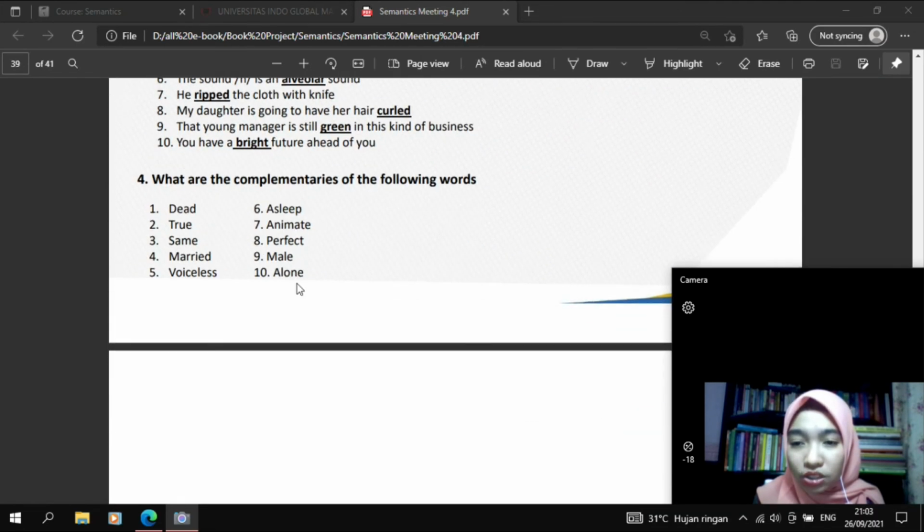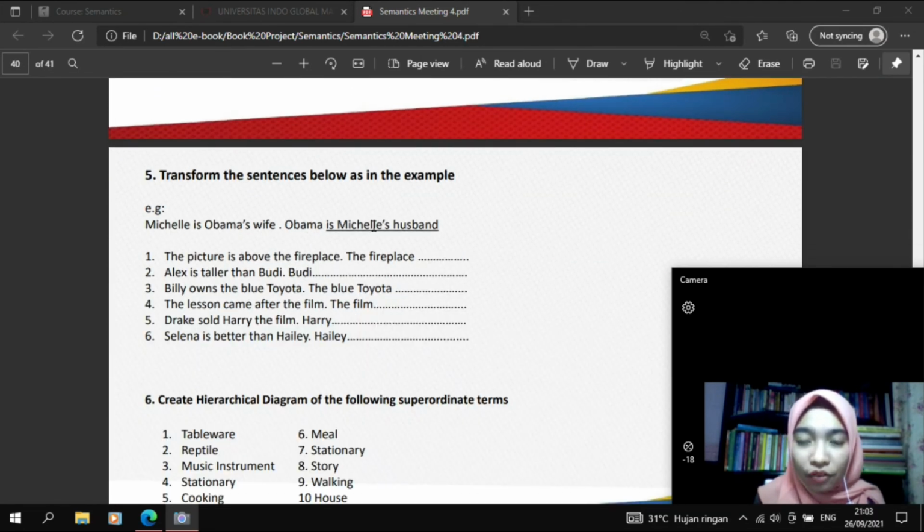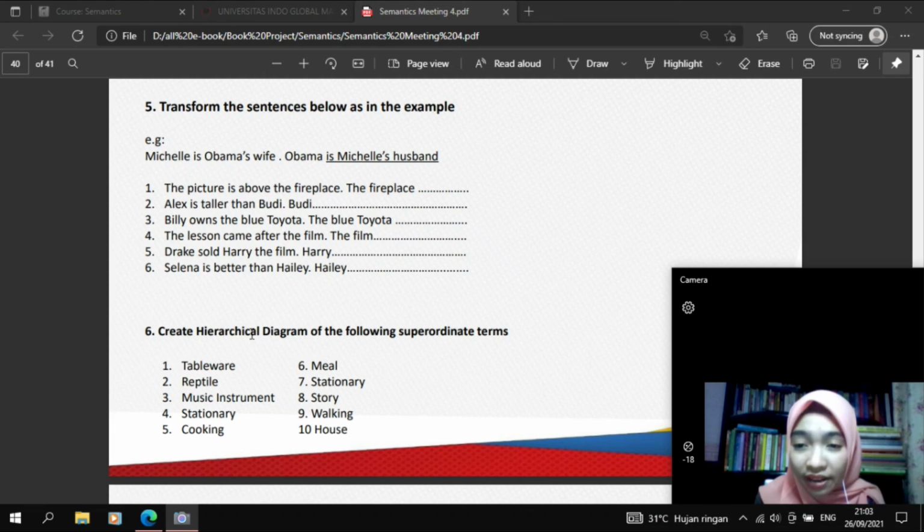So let's see the question. Like Michelle is Obama's wife, Obama is Michelle's husband. So the picture is above the fireplace, so the fireplace is below the picture. So please answer that. And the last one: create a hierarchical diagram of the following superordinate terms. So this is the hyponym. You have to write the hyponyms because what I write is the hypernym. So tableware, mention all the tableware. And for another one like stationery, of course you just write paper or pen, etc.